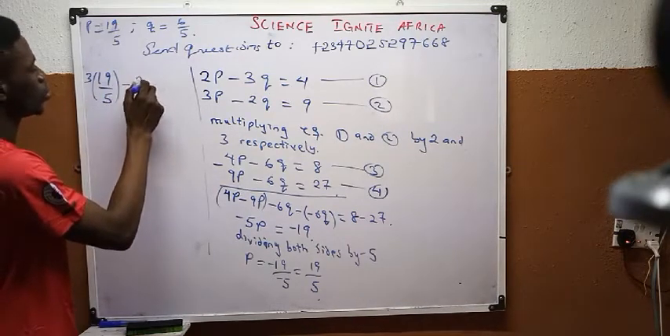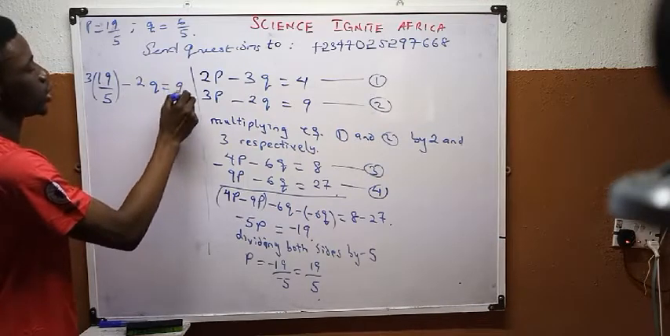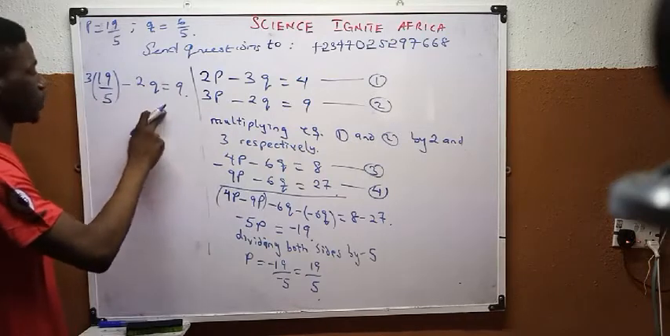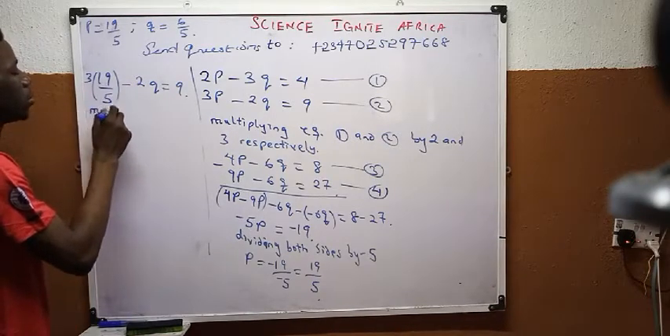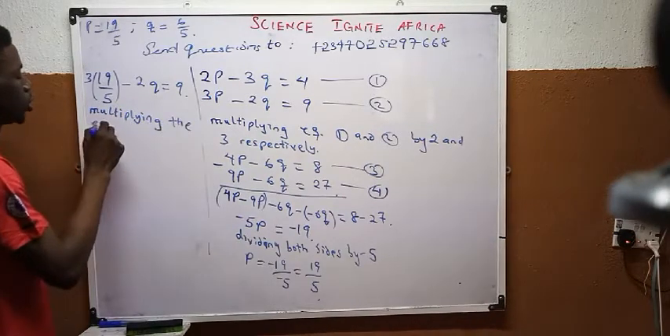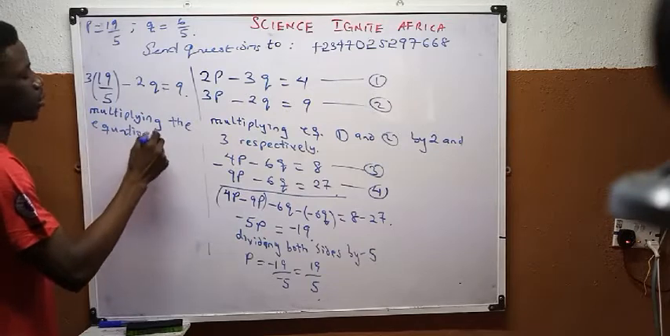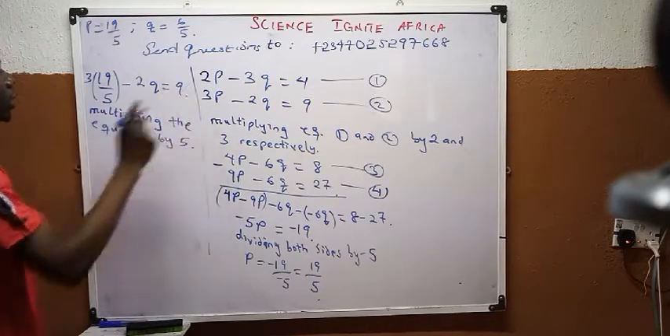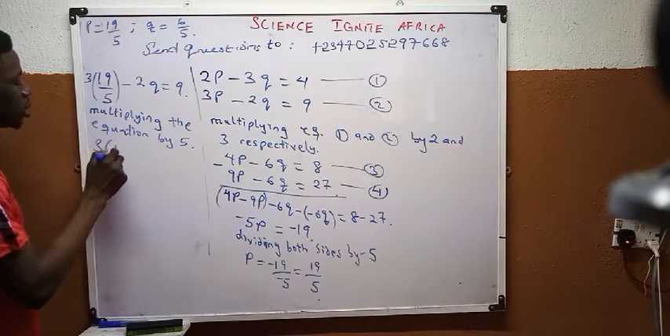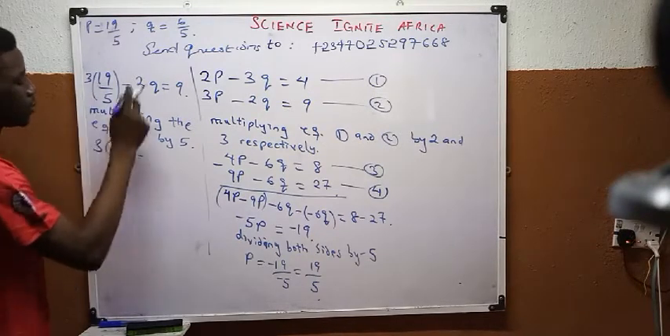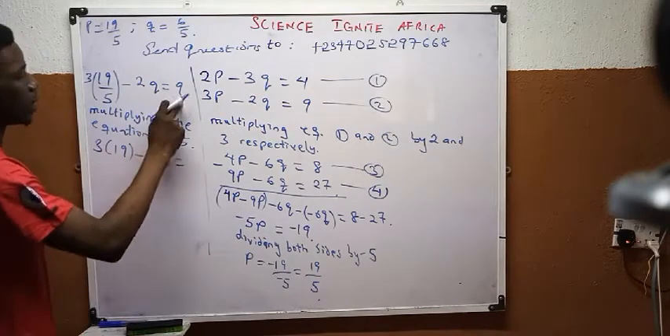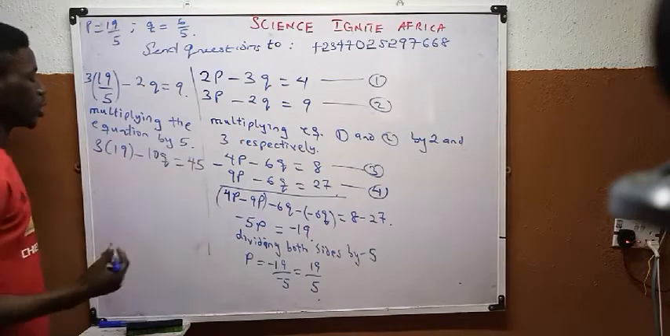19 over 5 minus 2q equals 9. Then, like I did the other time, I'll multiply equation 2 by 5. So what do I have here? The 5 I'm using to multiply will cancel this 5 out. So I will have 3 multiplied by 19 minus 5 times minus 2, that's minus 10q. Then 5 times 9, that's 45.